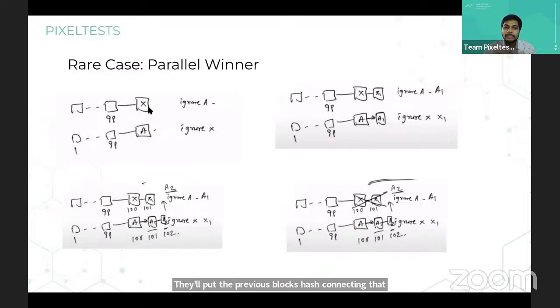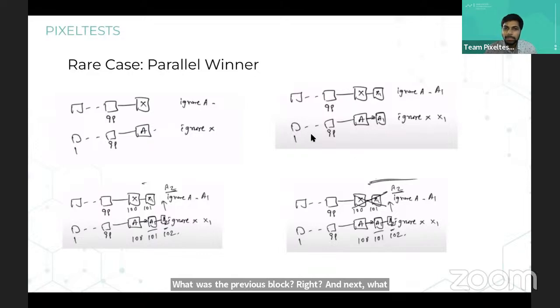Because it takes some time for this block to circulate, both of them think, okay, I'm the winner, and they still wait for it to get confirmed. There are very rare chances that it will not get confirmed. First thing, he's happy that he won. His block got validated, but the reward is not yet given to that person. Now, because this person ignores A and this person ignores X, you can just go ahead and connect your block to 99, the previous block.